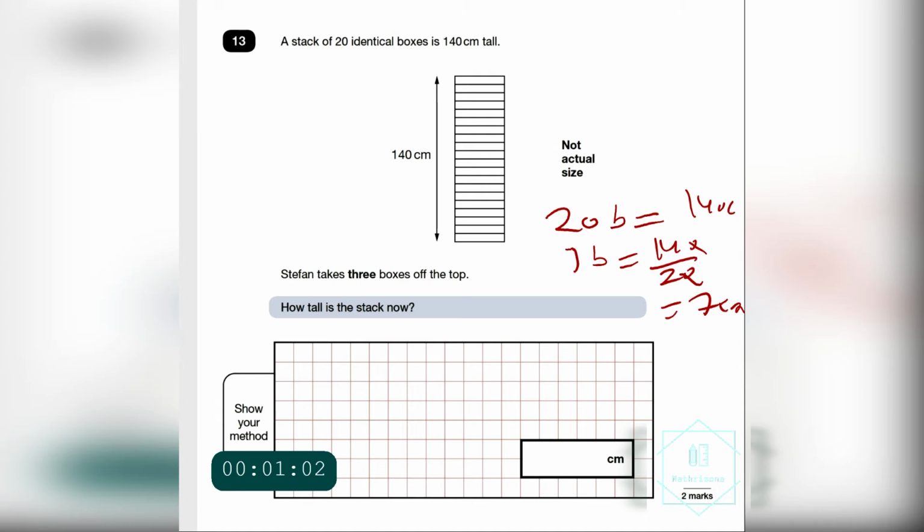So Stephen takes 3 boxes, means we have 17 boxes left. How tall is the stack now? Means we have to calculate the height of 17 boxes. So for that, we'll do 17 times 7, which is nothing but 17 table of 7 is 119. Height of 17 boxes will be 119 centimeters.